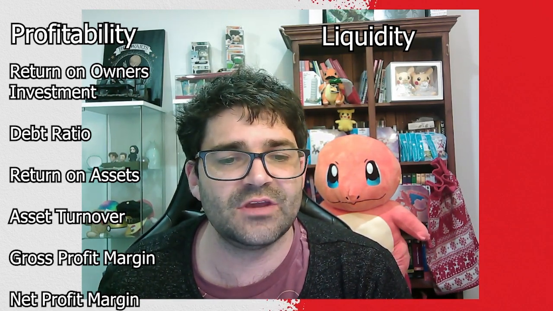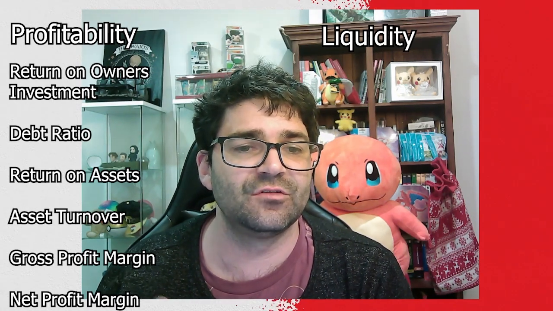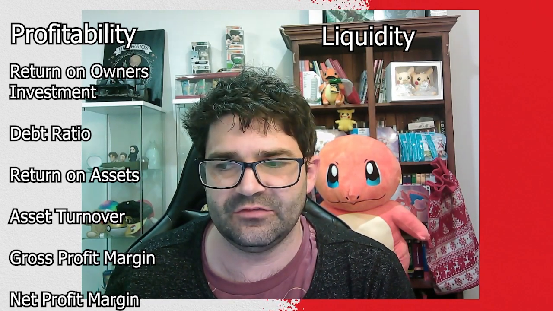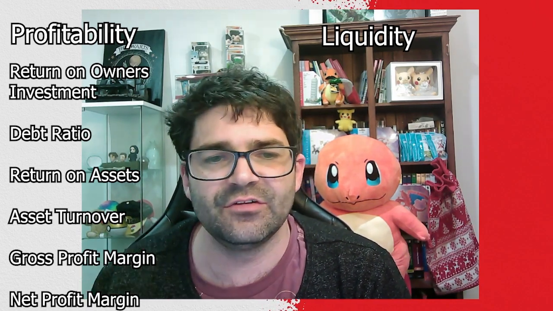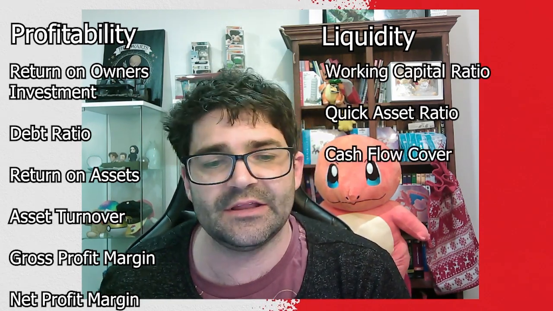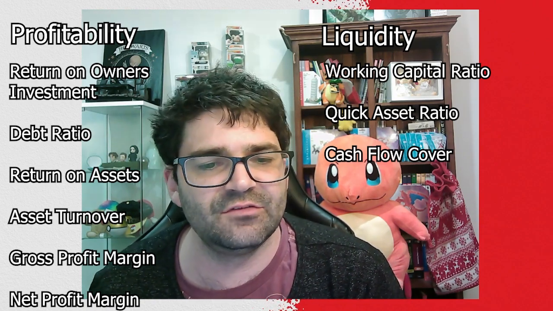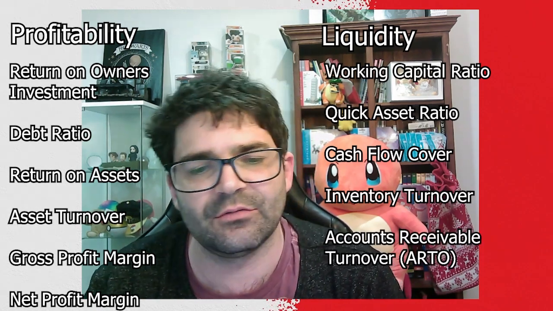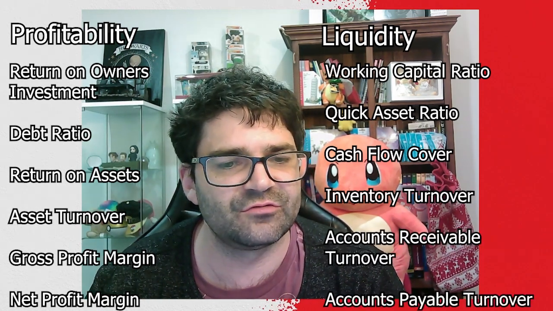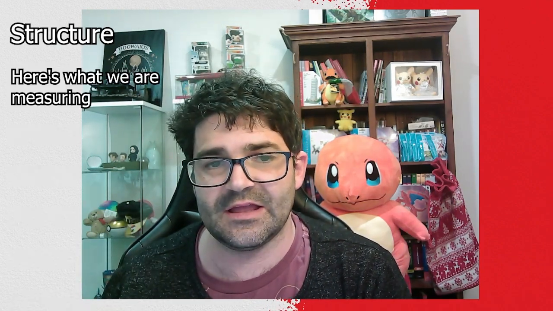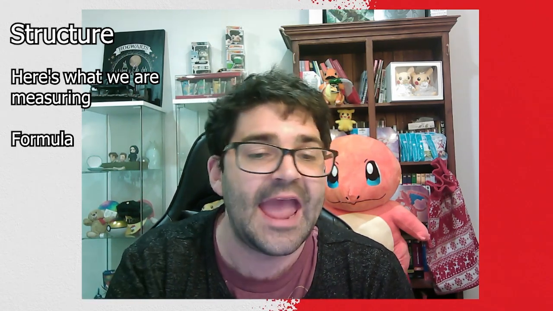After that, we're going to be looking at liquidity, and this is going to divide it up into level of liquidity as well as the speed of liquidity. So our level of liquidity will be working capital ratio, quick asset ratio, cash flow cover. Meanwhile, our speed of liquidity is going to be the inventory turnover and the accounts receivable turnover, along with the accounts payable turnover. So we're going to go through all those ratios. The general structure will be, here's what it's measuring, here's the formula, and after that, here is how we can improve it.